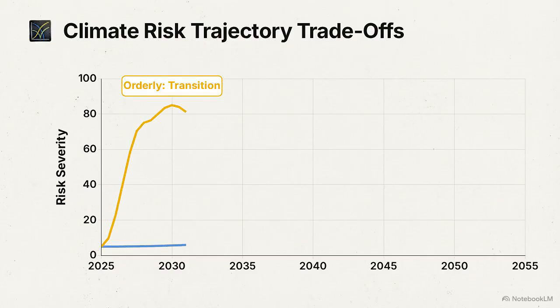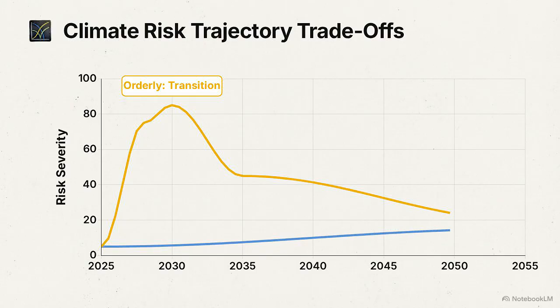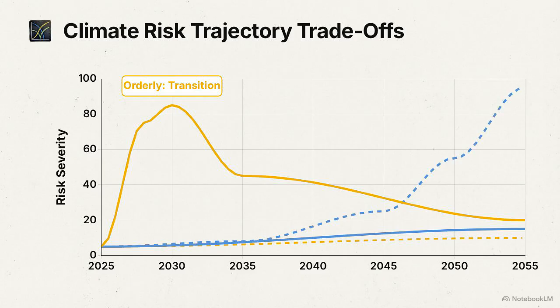Under an orderly transition scenario, immediate climate policy is enacted. The yellow transition risk line spikes early as markets absorb decarbonization costs, which successfully keeps the blue physical risk line flat over 30 years. Under a hothouse world scenario, policy action is delayed. The yellow transition risk stays low initially. However, this inaction ensures the blue physical risk curve scales exponentially into severe territory in later decades.